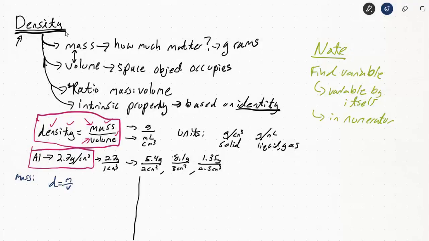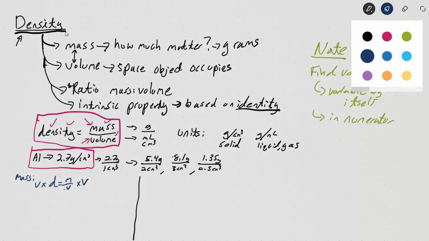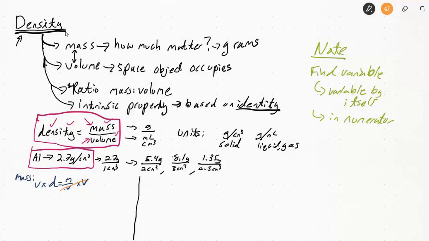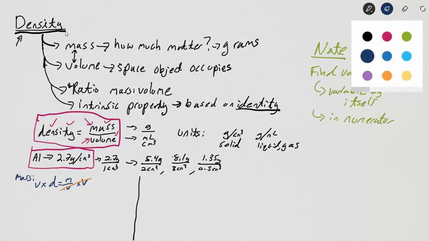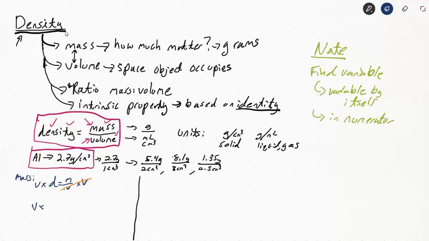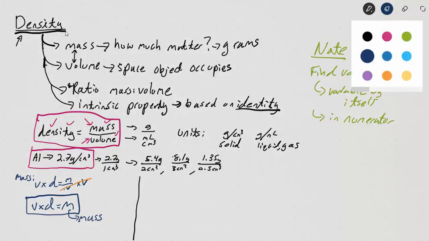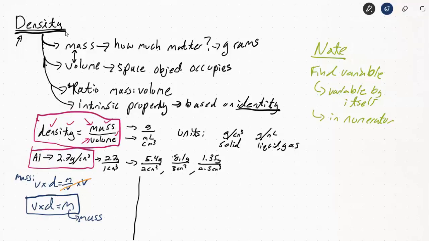So we want to get mass by itself in the numerator. Right now, mass is being divided by volume. So if I multiply each side of my equation by volume, the volumes will cancel out. Let's go to a nice orange here on the right side, which means that volume times density is equal to mass. Right? That's solving that equation for mass. M is for mass.